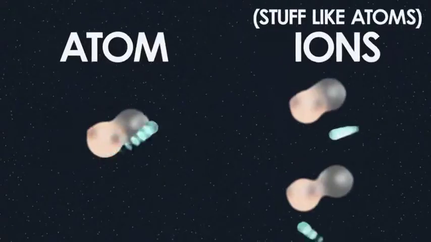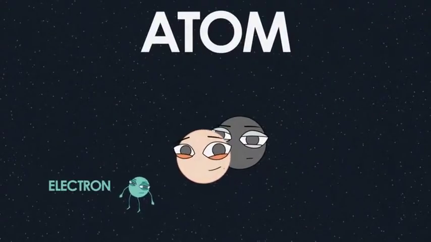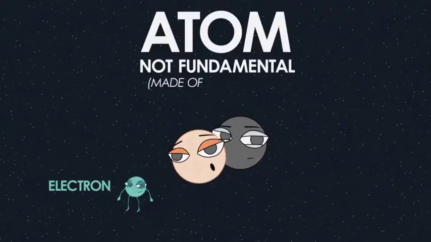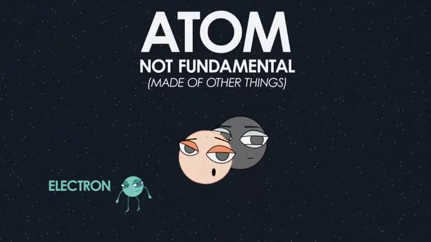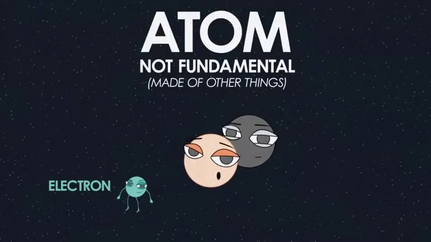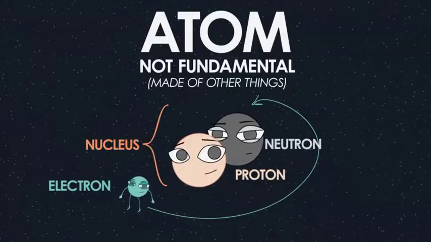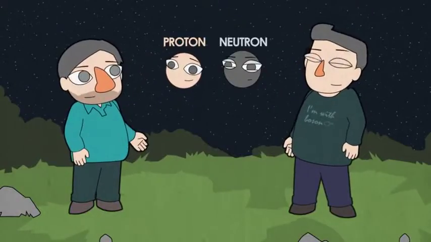Okay, so hang on, wait. Atoms contain electrons, so you can actually cut an atom up into something smaller. Atoms are not fundamental. They're made of other things. Okay, so what are they made of? You mentioned electrons. Yes, so atoms are made of electrons, which go around a nucleus, and the nucleus is made of protons and neutrons. Okay, so protons and neutrons fundamental?